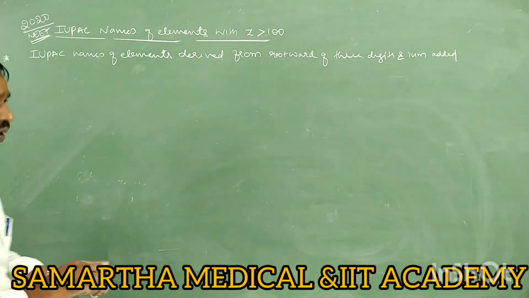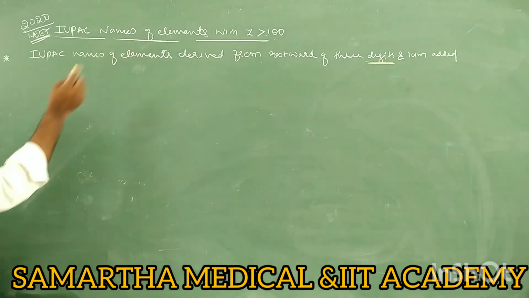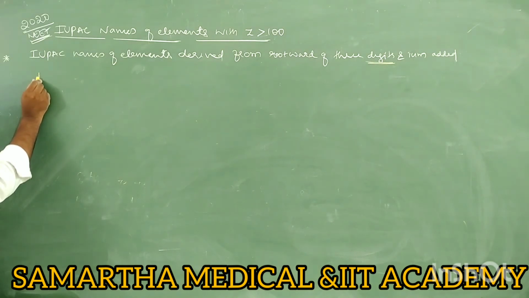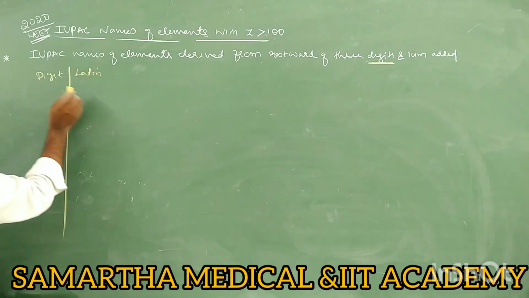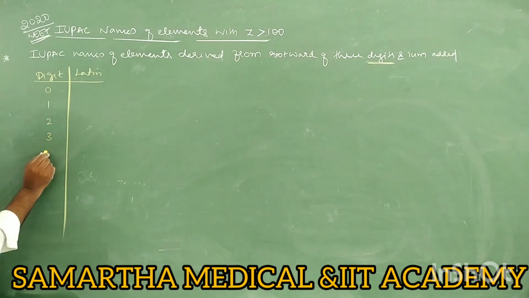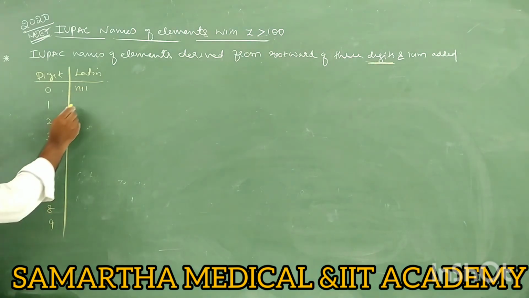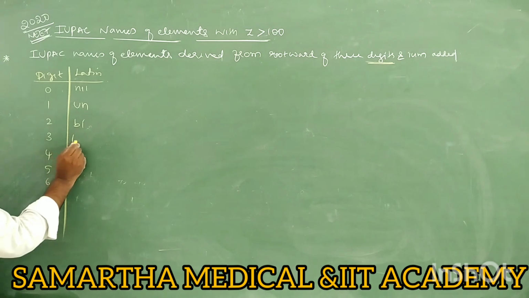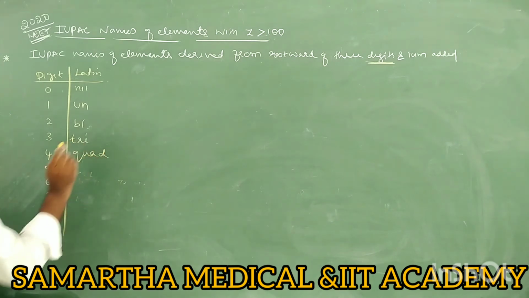So to write the IUPAC name, first of all we should know the digit names. Take the Latin name of each digit: 0, 1, 2, 3, 4, 5, 6, 7, 8, 9. If the digit is 0, it is called nil, N-I-L. Next, un, bi, tri, quad, Q-U-A-D.